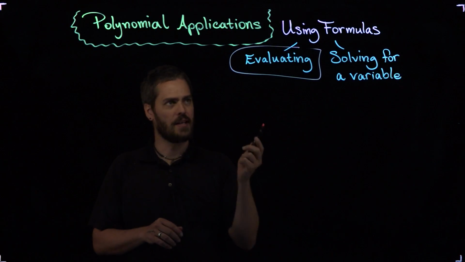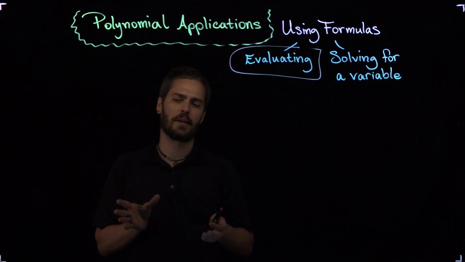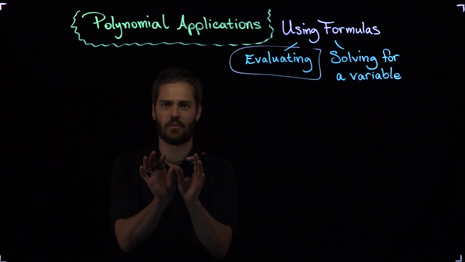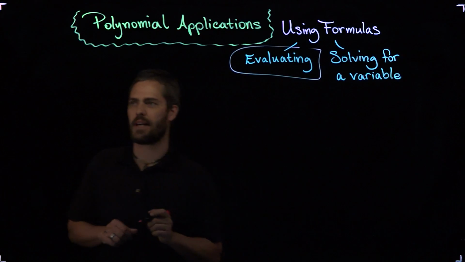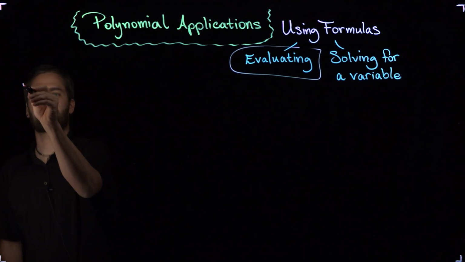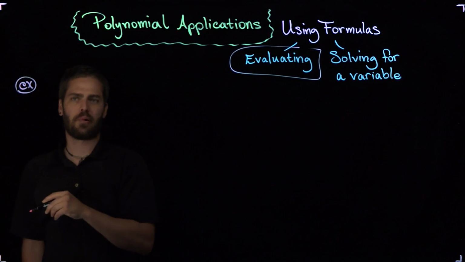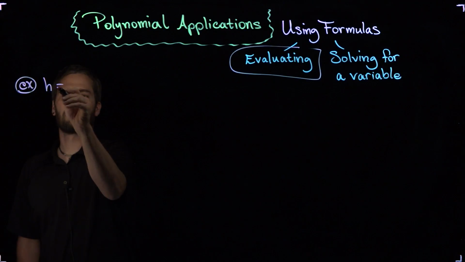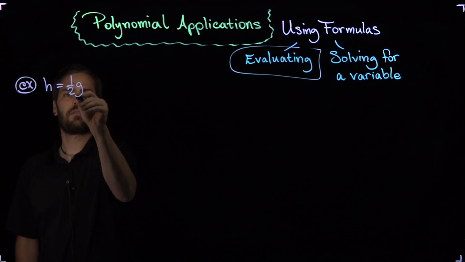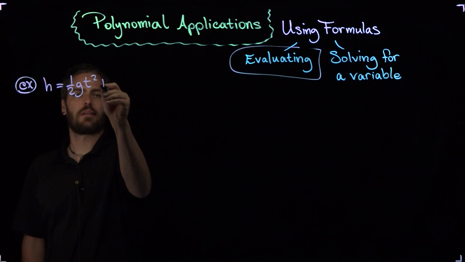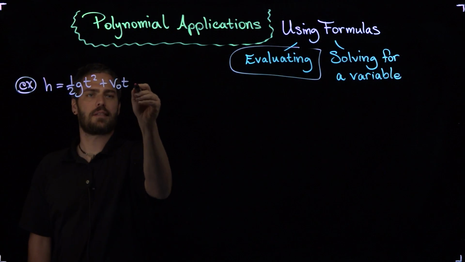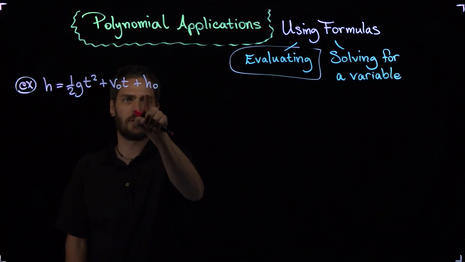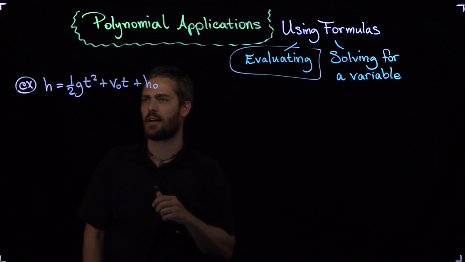But in evaluating, it means we start with a formula and then we're given a value or values. We plug the numbers into the formula and then see what we get as an output. So for example, here's a pretty popular formula. Let's say h equals 1/2 g t squared plus v naught t plus h naught, or v0 or h0, some people call it.